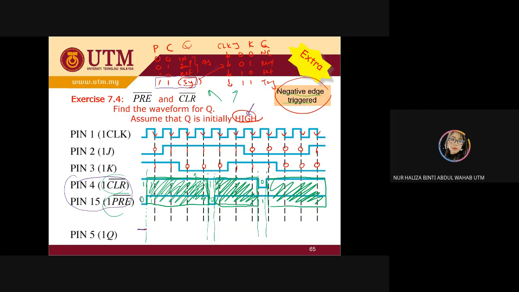So at this side, nothing changed until I meet my clock. My clock now is negative. At this side is 1, 0, and 1. 0 and 1 is reset. Reset, I draw to the down until I meet another clock. Why? Because this is all 1, 1 for my pre and set.